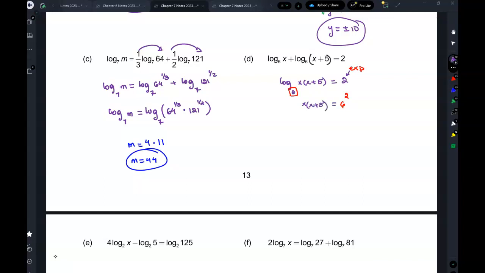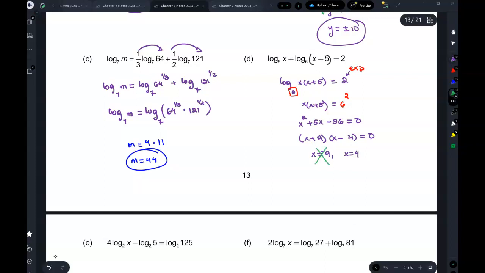And wouldn't you know it, this transforms again to a lovely quadratic equation. x squared plus 5x minus 36 is equal to 0. x plus 9, x minus 4 is equal to 0. So x equals negative 9 and x equals 4. Okay, and when you check, actually, x equals negative 9 does not work because you can't plug it in.